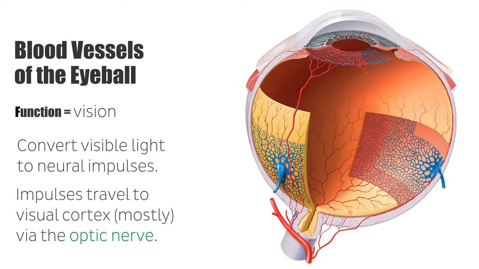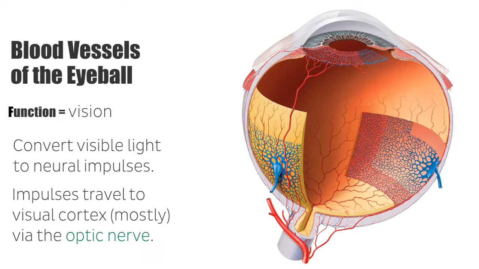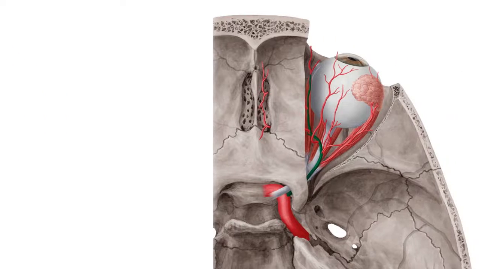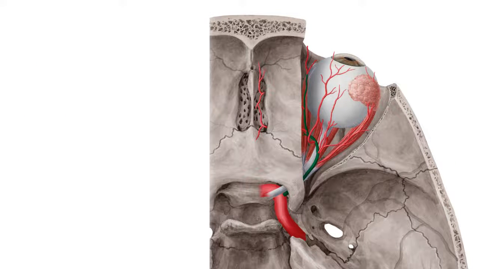For more detail on these structures and their function, have a look at our tutorial on the eyeball, which is on our website. So now that I've given a brief introduction on the structure and function of the eye, we can now move on to looking at the blood vessels.